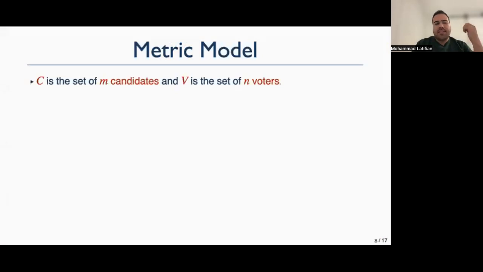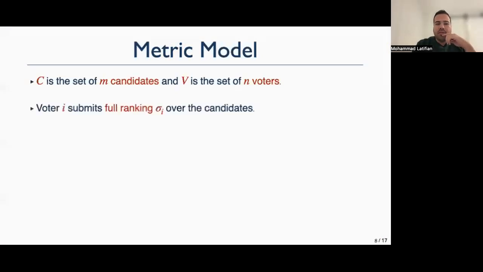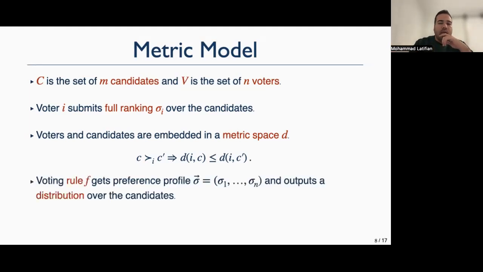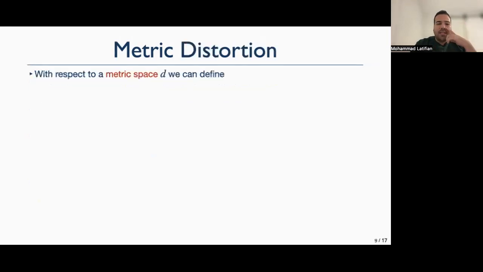Formally, again, we have a set C of m candidates and a set V of n voters, where each voter submits a full ranking over the candidates. But here, instead of utilities, we assume that all voters and candidates are embedded in a metric space d, and if candidate c appears above candidate c prime in the ranking of voter i, that means the distance of voter i to candidate c is at most as much as his distance to candidate c prime. A voting rule gets all these rankings and outputs a distribution over the candidates.